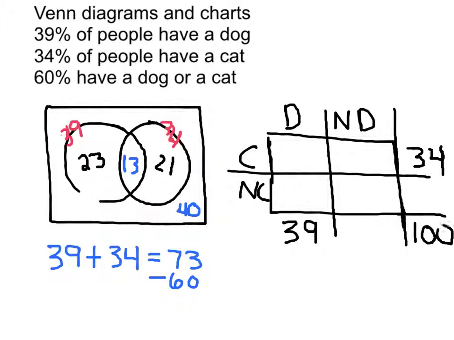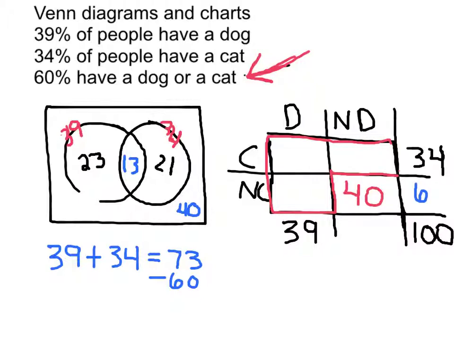This is kind of a tricky chart problem because you would have to be able to take this 60% right here. You'd have to take the 60% and either know that that represents these three boxes together, or use it to get that 40% have neither a dog nor a cat. And once you have the original information filled in, everything has to add up to 100%.